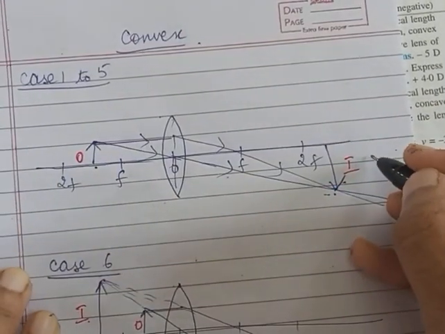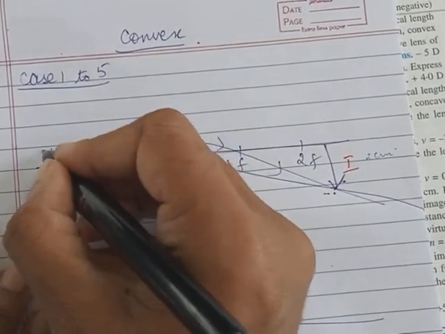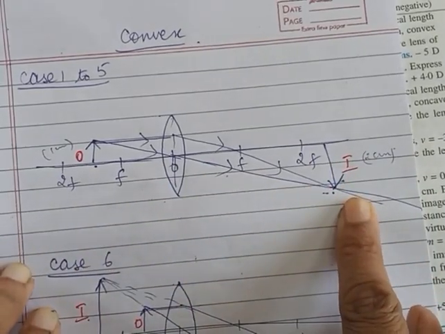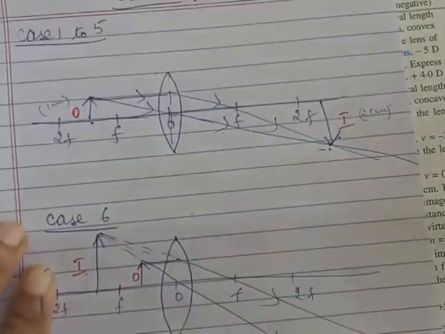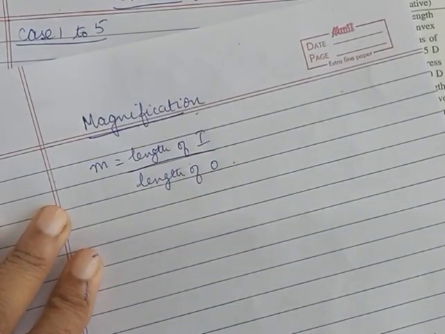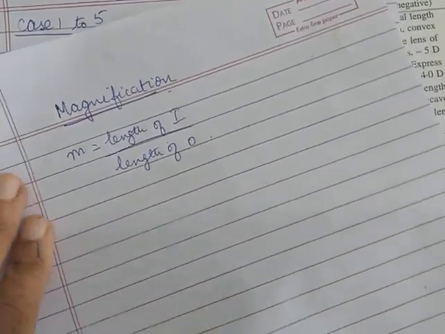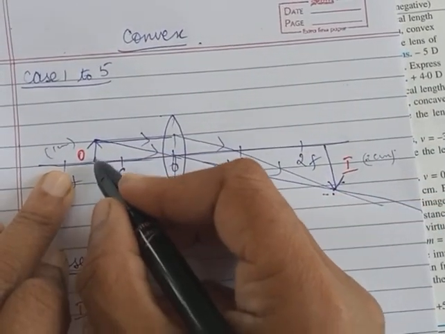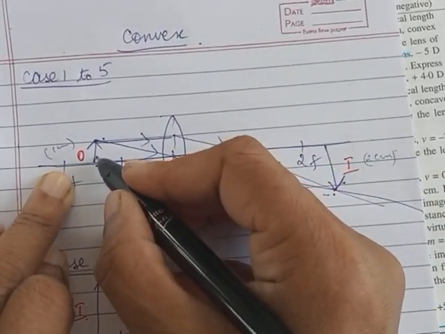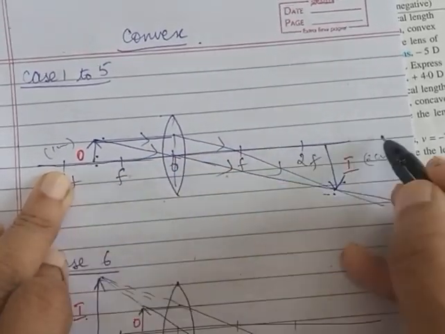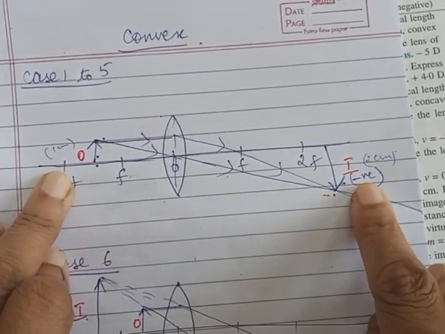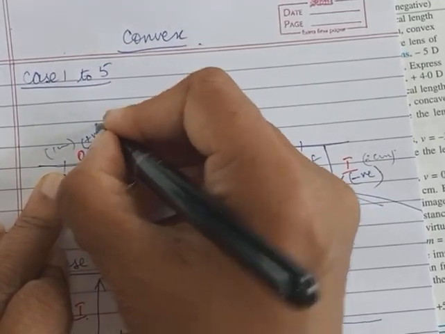Suppose this was 2 centimeter and this was 1 centimeter, what is the magnification? 2 by 1, that is 2. So the image is magnified by 2 times. So length of image upon length of object. Now, in this also there is a sign convention. Any height that is above the principal axis should be taken positive, and all the heights that you are measuring below the principal axis should be taken negative. So this will become negative and this will become positive for this case.